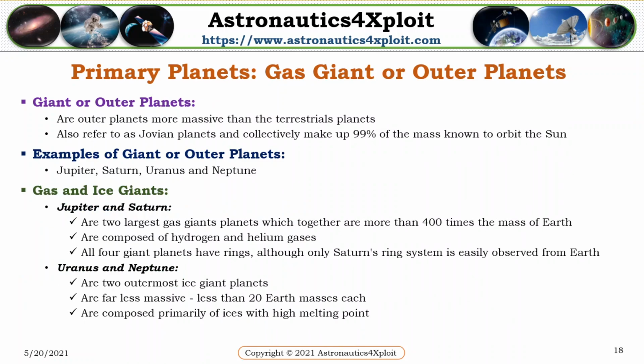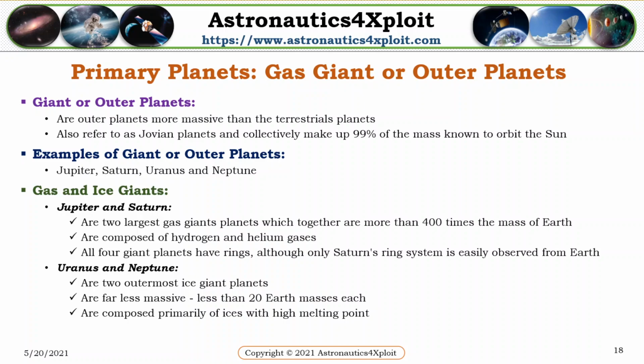Giant or outer planets are planets more massive than the terrestrial planets, also referred to as Jovian planets, and collectively make up 99% of the mass known to orbit the Sun. Examples of giant or outer planets are Jupiter, Saturn, Uranus, and Neptune.